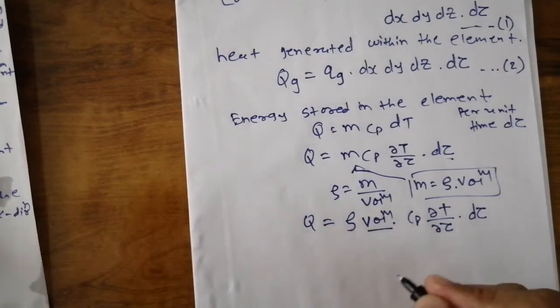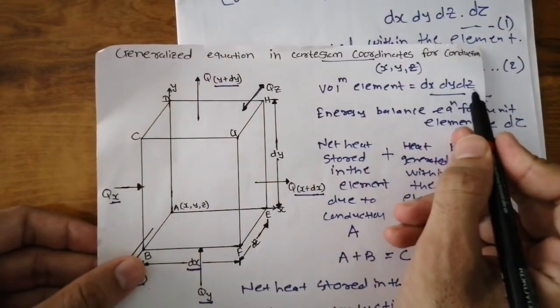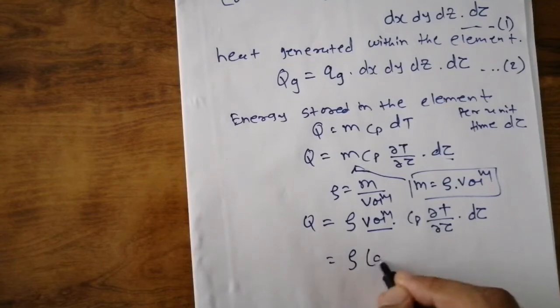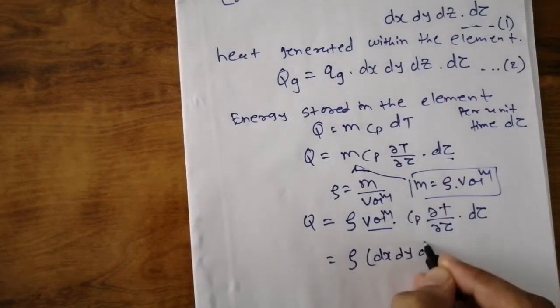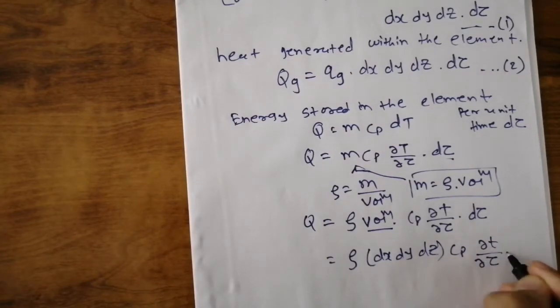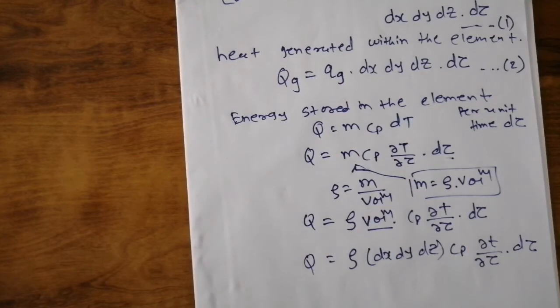Now what will be the volume of your element? Already I told you the volume of your element is dx, dy and dz. So we should write here Q is equal to density dx, dy, dz, Cp del T by del tau into d tau. That is our third equation.